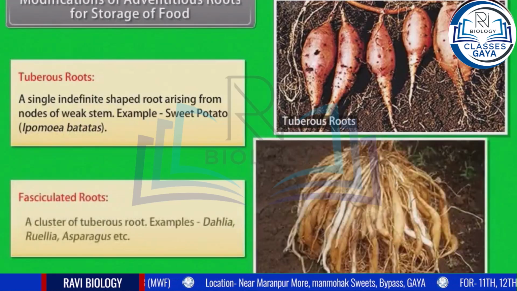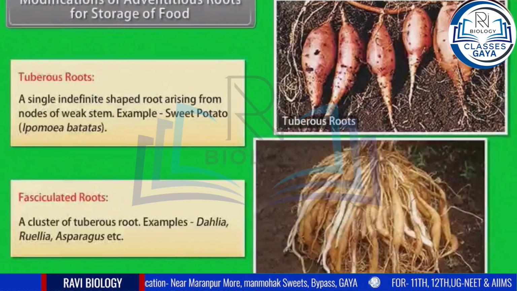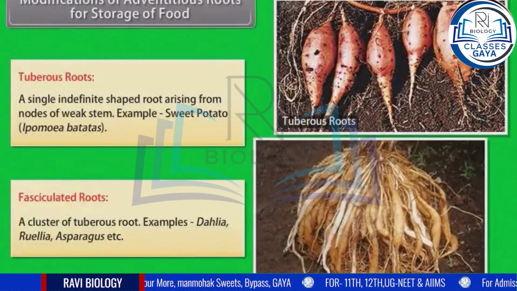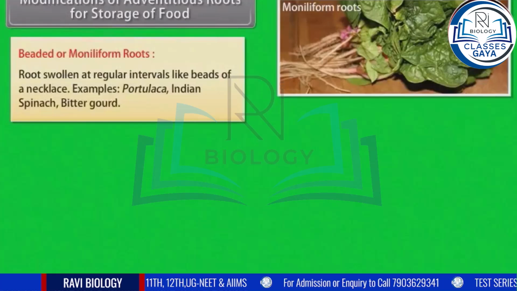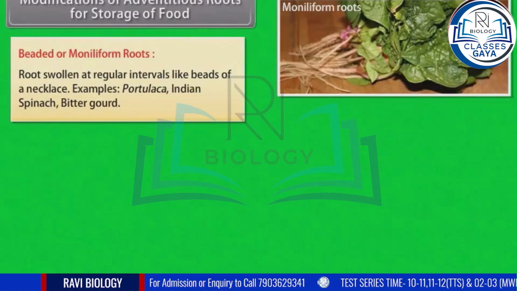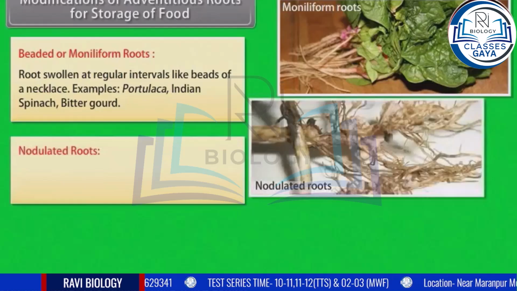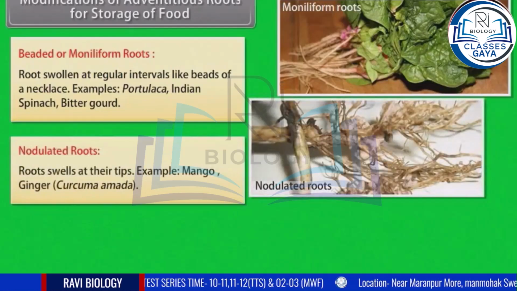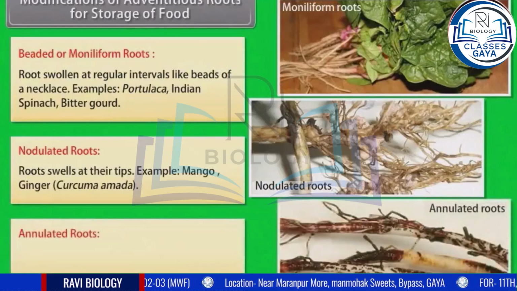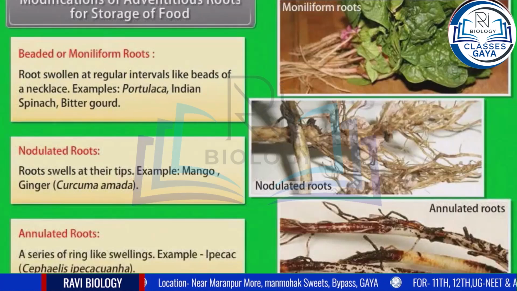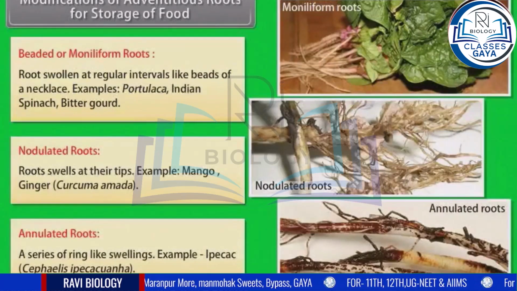Fasciculated roots: a cluster of tuberous roots. Examples, dahlia, Zeolia, asparagus, etc. Beaded or moniliform roots: roots swollen at regular intervals like beads of a necklace. Examples, portulaca, Indian spinach, bitter gourd. Nodulated roots: roots swell at their tips. Example, mango, ginger. Annellated roots: a series of ring-like swellings. Example, ipecac.